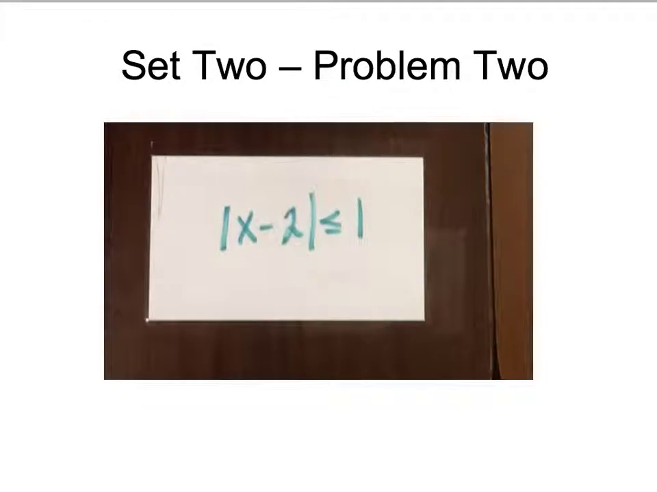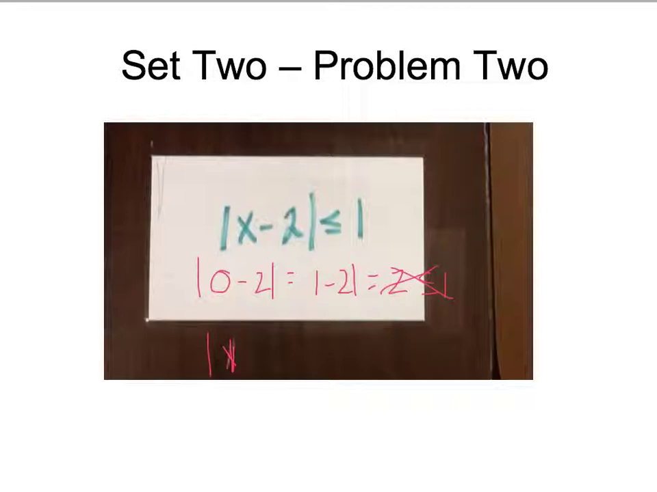All right, example 2, or problem 2, was a little bit more difficult. We have x minus 2. When I take the absolute value of that, it's got to be less than or equal to 1. So if I just plug in a number, say 0, I plug in 0 for x. 0 minus 2 is negative 2, and the absolute value of negative 2 is 2, and that is not less than or equal to 1, so 0 cannot be a solution.